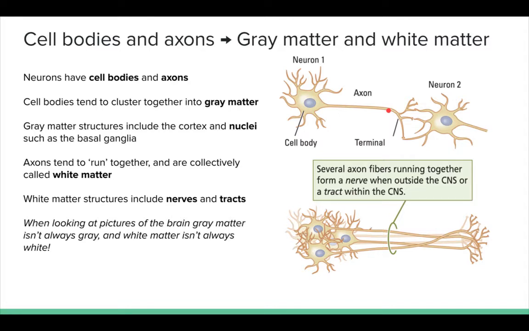Now, the words gray matter and white matter can be a bit confusing because depending on how you're looking at the brain, the gray matter isn't always going to be gray, and the white matter isn't always going to be white. So what I'm going to do is just show you a couple of different ways of visualizing the brain, so you can get used to identifying gray and white matter through different imaging methods.